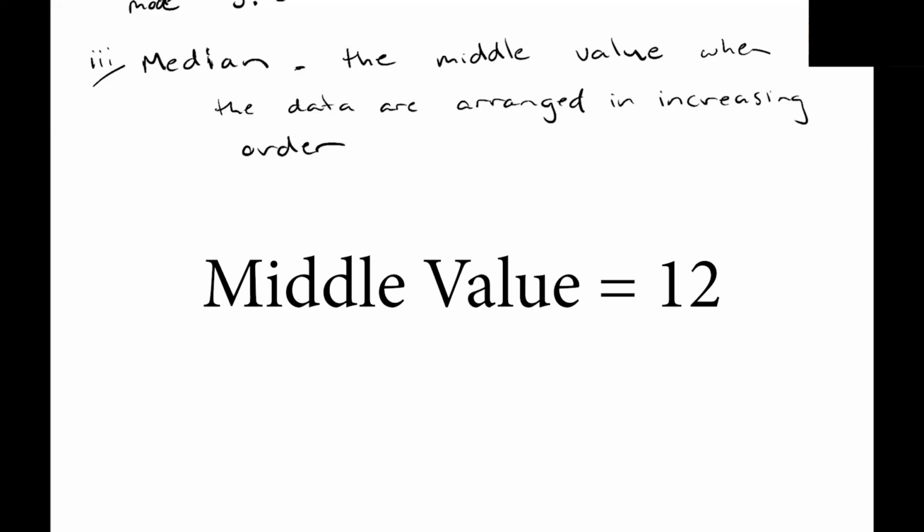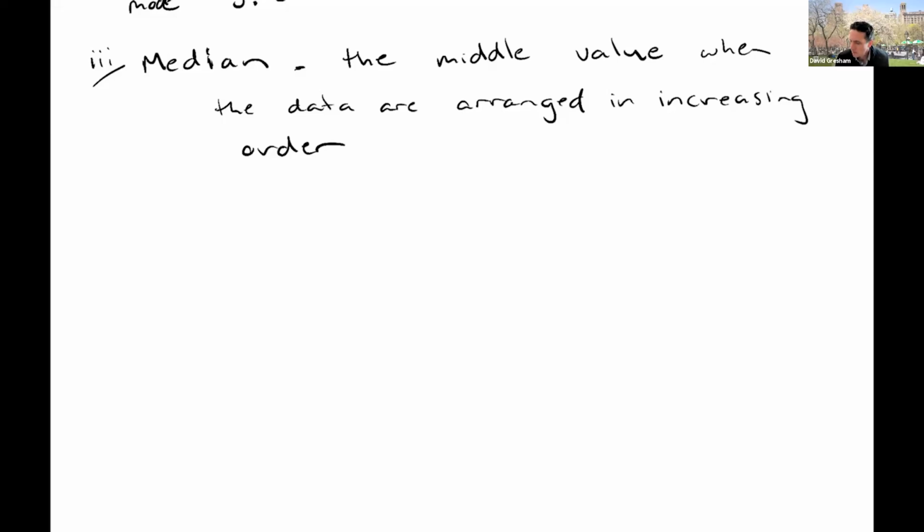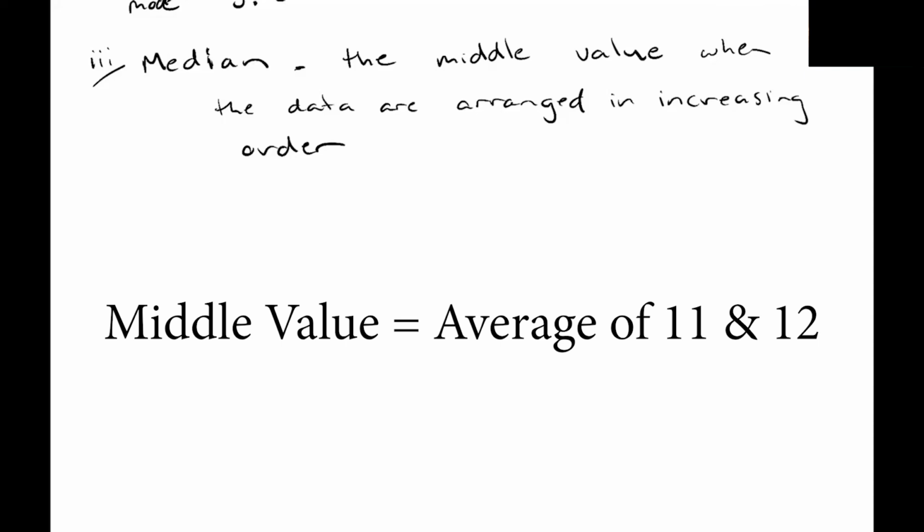What if we lost one of our school members? They decided school wasn't for them. Too easy, better 4.0. Now we have 22 students. What's the middle value now? We'd average 11 and 12. We would average the 11th and 12th, right?